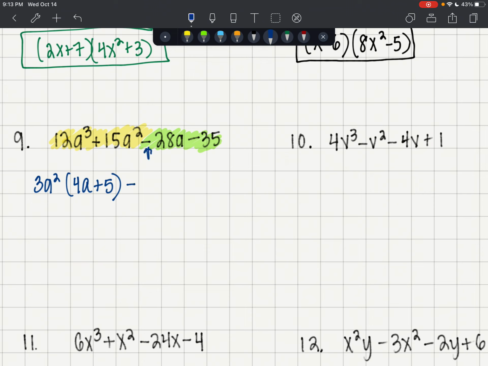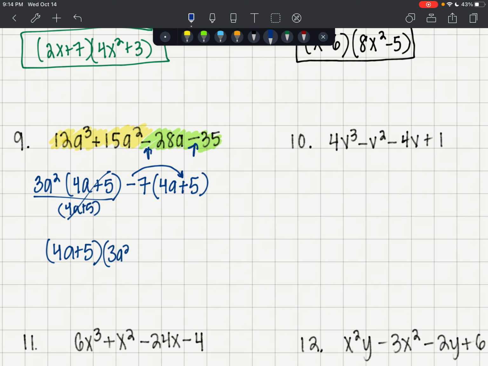What's common to 28 and 35? A 7. And that's going to leave us 4a plus 5, because I need to multiply back to be a negative 35. What's common to both of these terms? 4a plus 5. And when I factor that out, we get 3a squared minus 7.